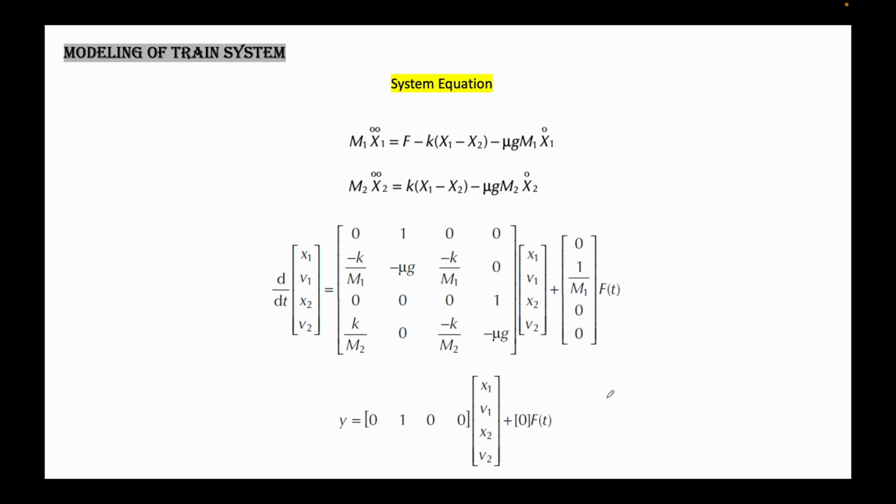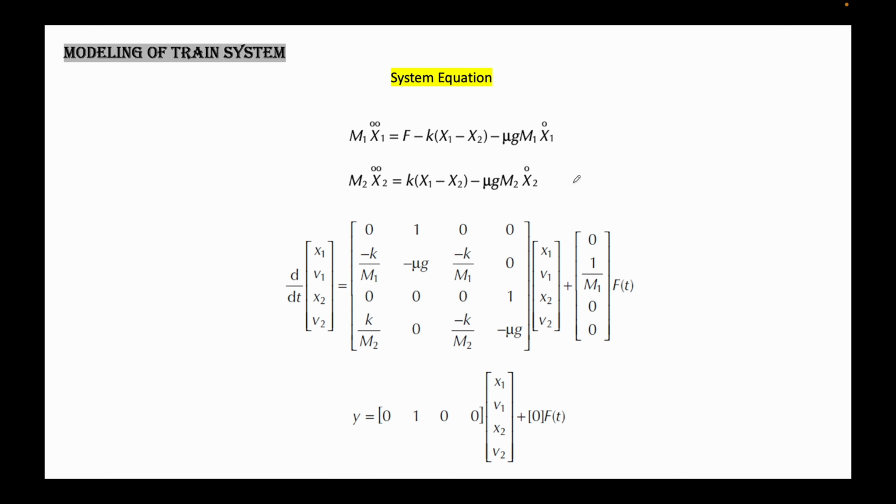Now we can reduce this entire system into a state space model. The system equation can be reduced into the state space model. So here x1 represents the displacement of the first body, which is mass m1. v1 represents the velocity of the first body. x2 represents the displacement of the second body, which is mass m2, and v2 represents the velocity of the second body.